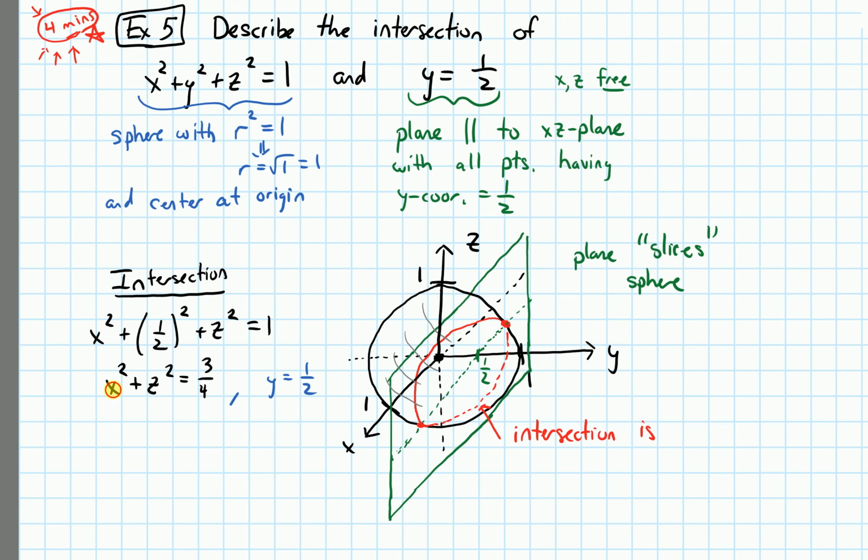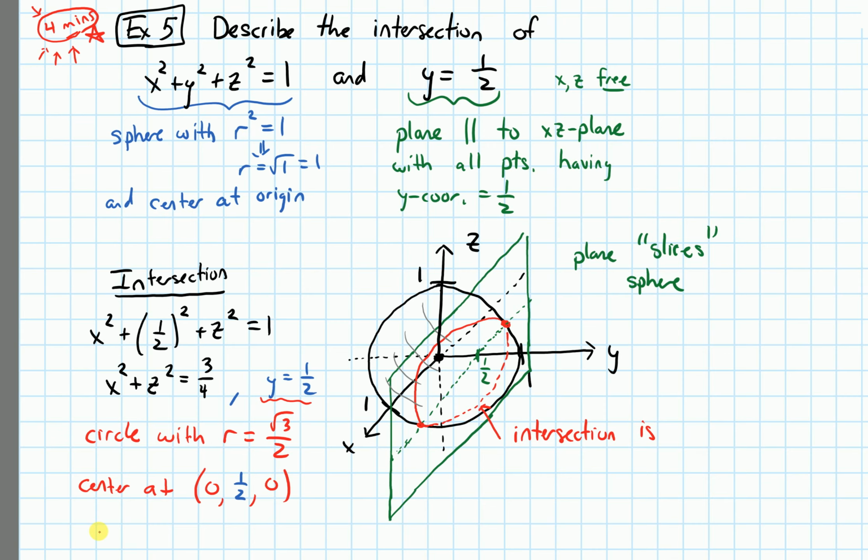Okay, but now looking at the fact that it's x squared plus z squared equals 3/4, that's the equation of a circle. And what's the radius? The radius would be the square root of 3/4, which is √3/2. And the center would be at, looking at my circle equation, I can tell the x coordinate is 0, and the z coordinate is 0. Thinking about where the center would be, the y coordinate of the center comes from the fact that I know y is 1/2. So that tells me the y coordinate of the center.